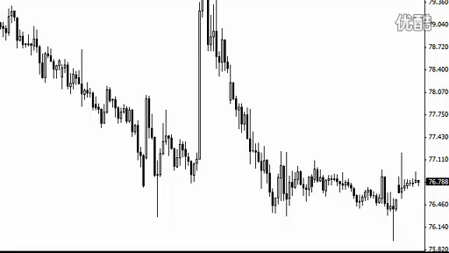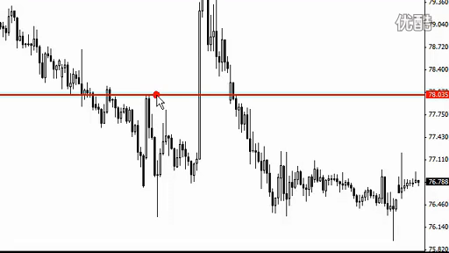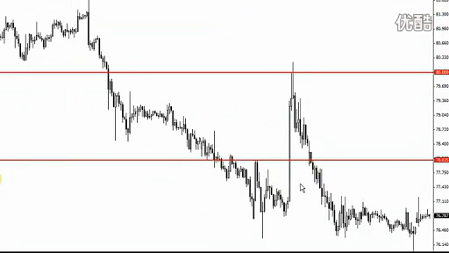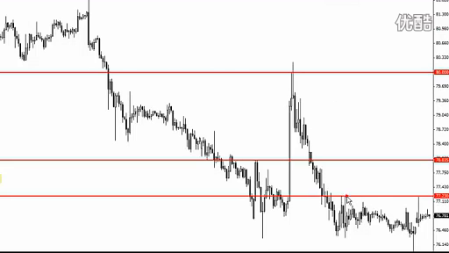I simply set my first support area down at 78.05, and that's when I took 50% profit off the table. I set my next quarter off the table at 77.25, and I've now just taken my last quarter off at 76.80.